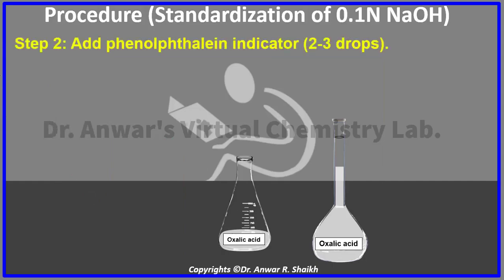Step 2. Add 2 to 3 drops of phenolphthalein indicator. Note the color of the solution. Phenolphthalein, with a transition pH range of 8 to 9.6, is the appropriate indicator at this pH.